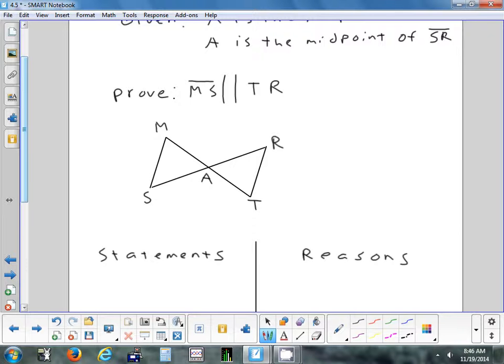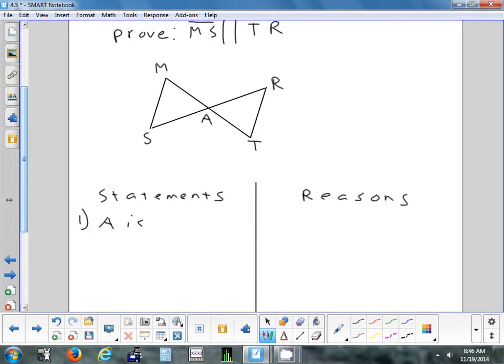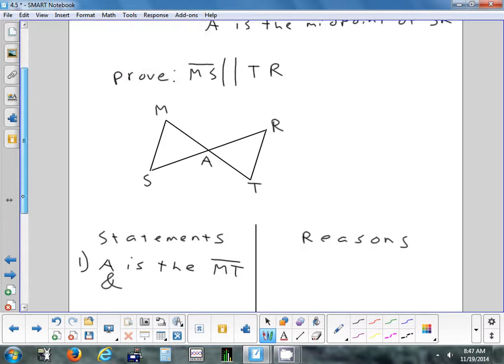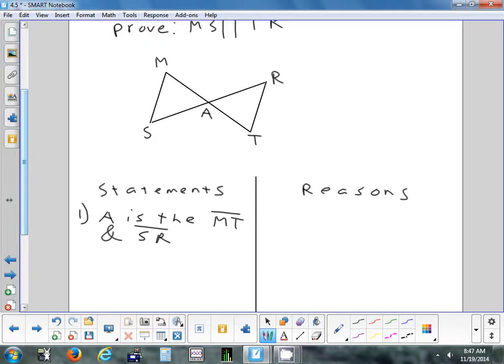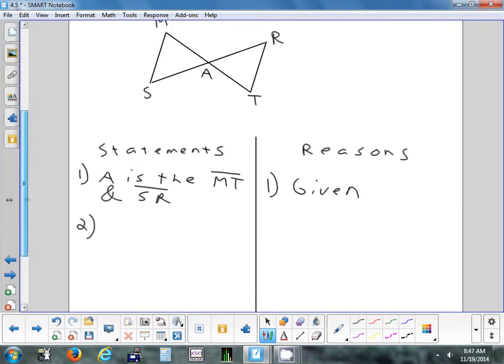All right, so what should my first statement be? Yep, say the givens. So A is the midpoint of MT. And I'm going to say them together. A is the midpoint of segment MT, and it's the midpoint of segment SR. Given. Okay, let's work with that a little bit. What does that mean? Let's start with if A is the midpoint of MT. Yep. Segment MA is congruent to segment TA. Yep, MA and TA are congruent.